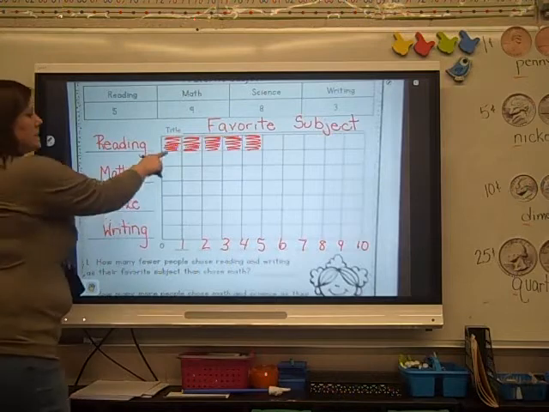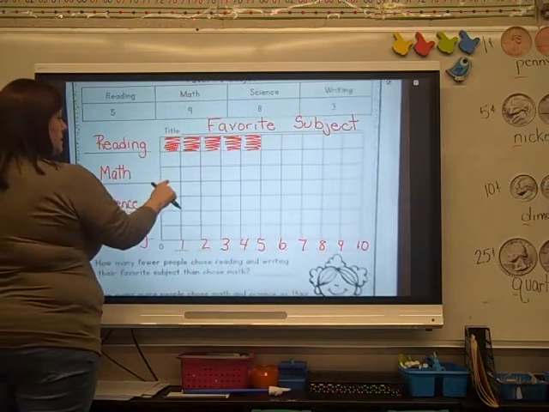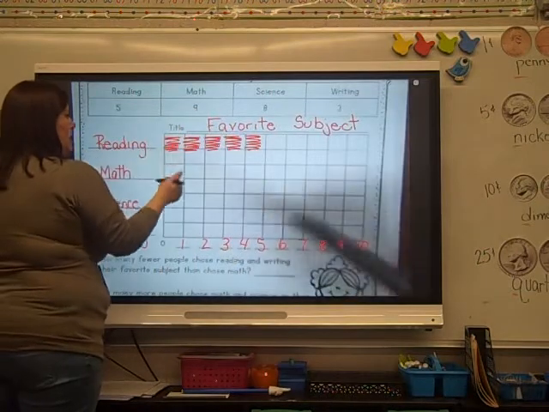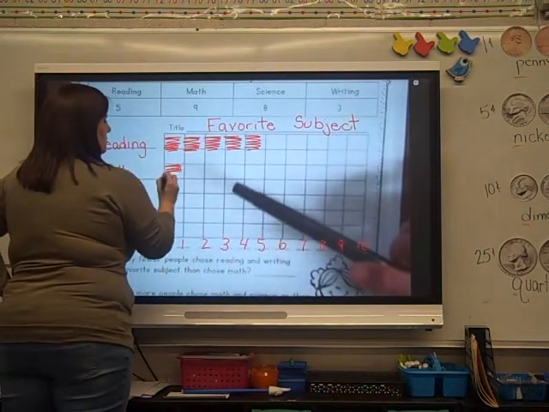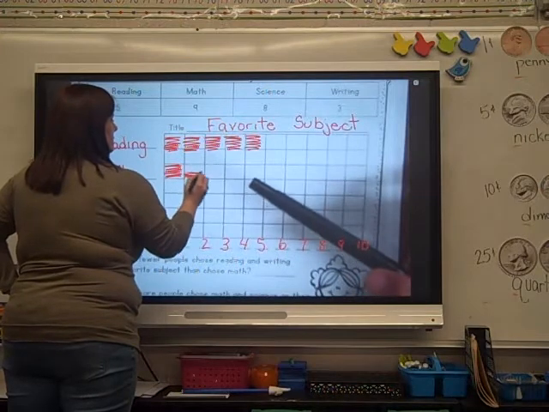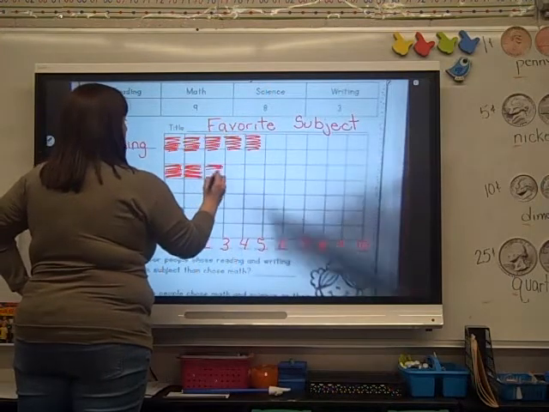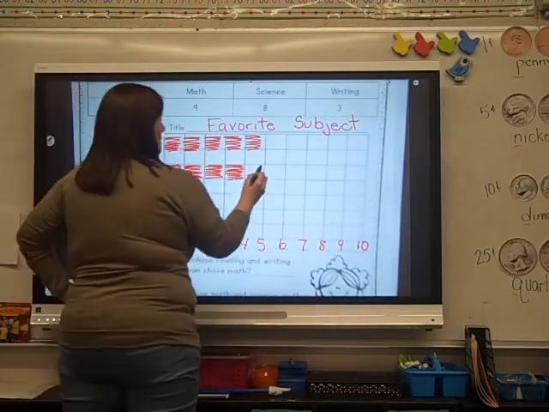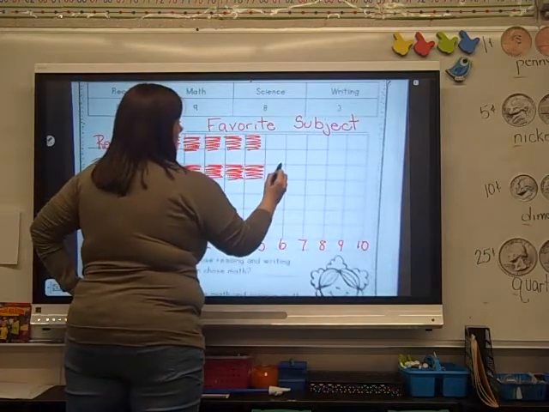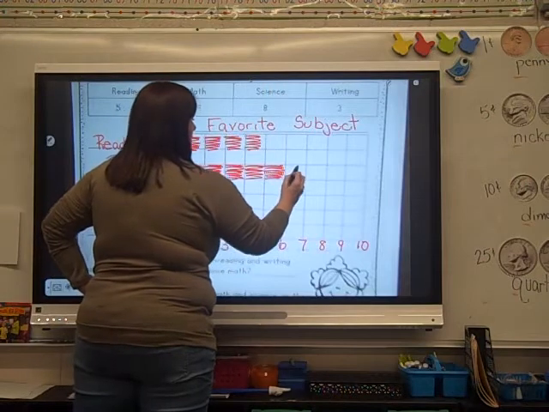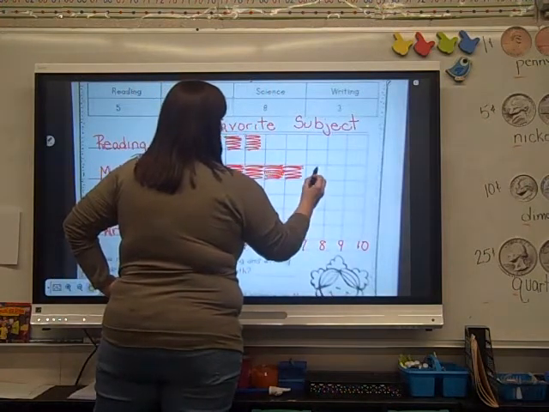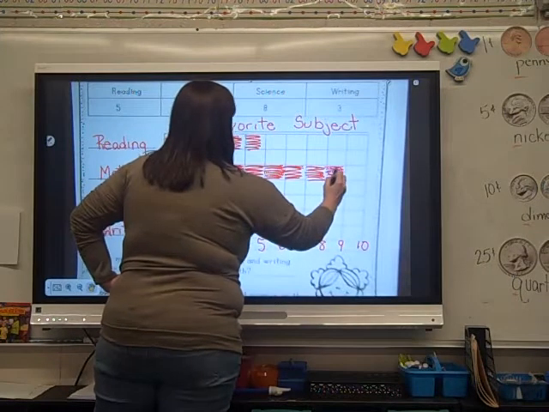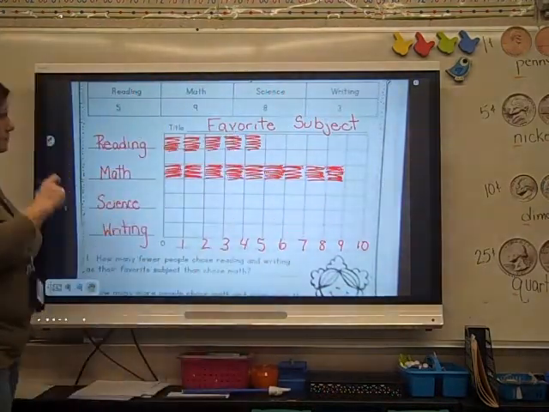Now for math, skip a box, okay? Come down to this one that matches the line. And math got how many votes? 9. So I'm going to color in 9. 1, 2, 3, 4, 5, 6, 7, 8, 9. All right.